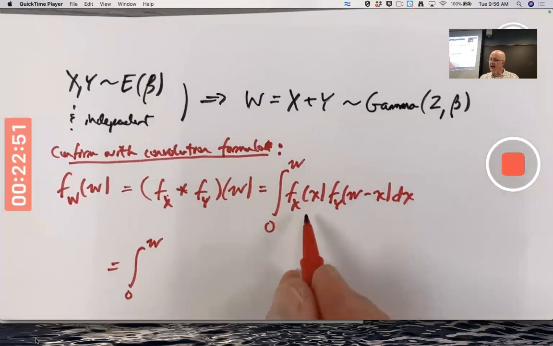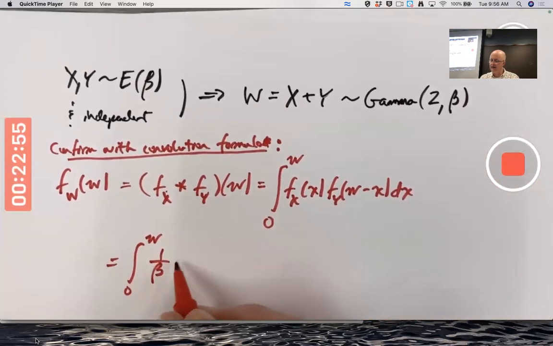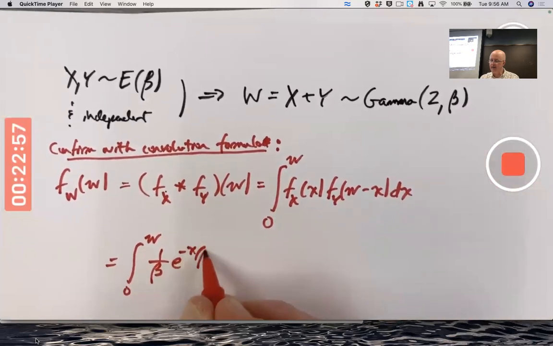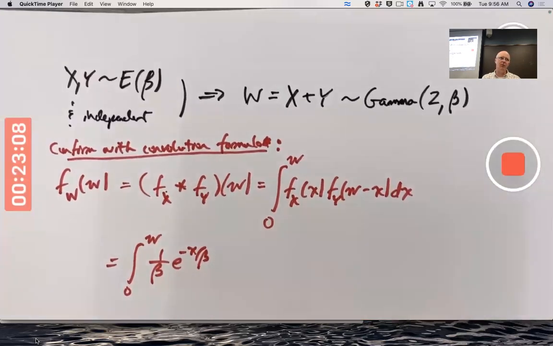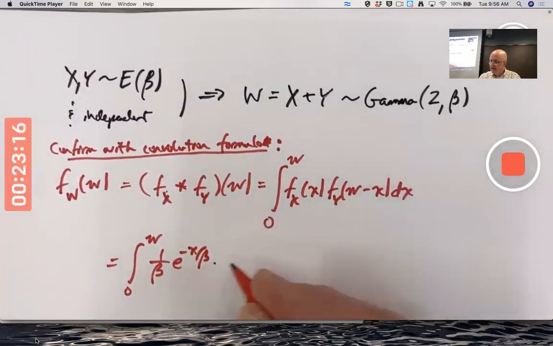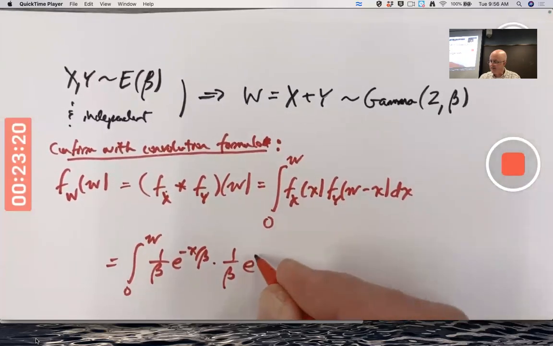What's the PDF of x? It would be 1 over beta e to the negative x over beta, right? There's an exponential PDF with parameter beta if I call the variable x. The PDF of y, if the variable was called y, would be 1 over beta e to the negative y over beta. It's the same PDF, really, just a different variable name. But I'm replacing y with w minus x here.